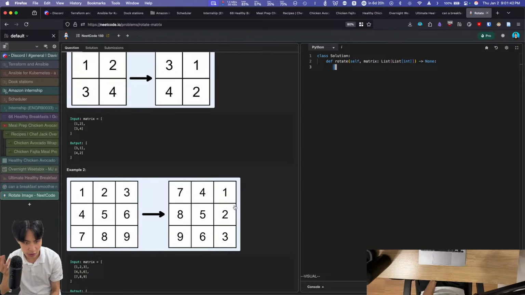I mean, it comes down to specifying exactly what happens where. So at index 0, you move to index 1. At index 2, you move to index 3. So at index 1, you move to index 2. At index 2, you move to index 5. At index 5, you move to index 8.